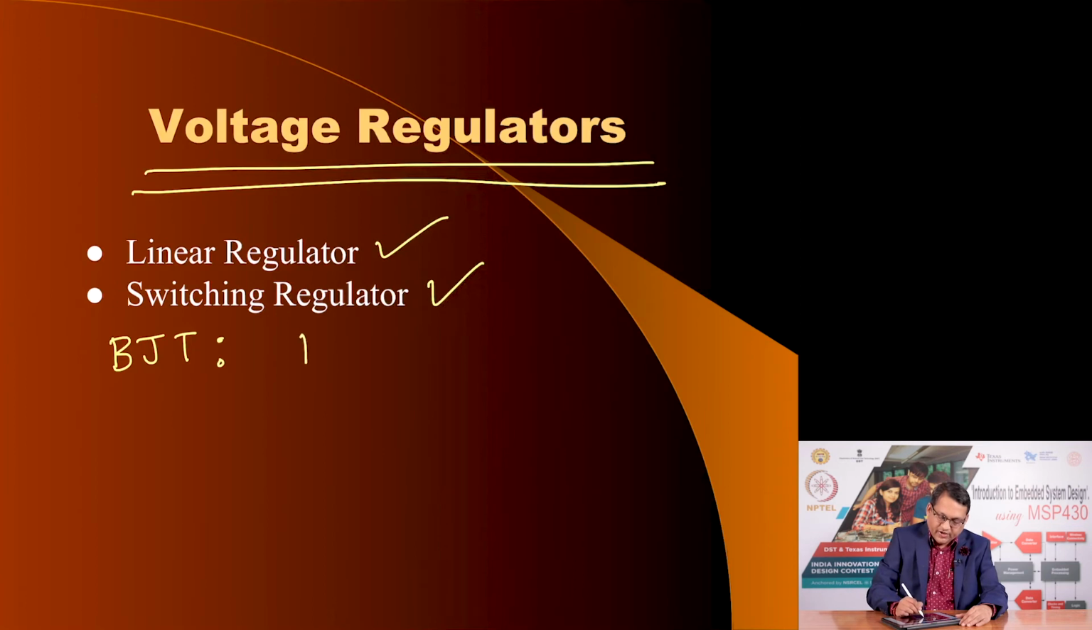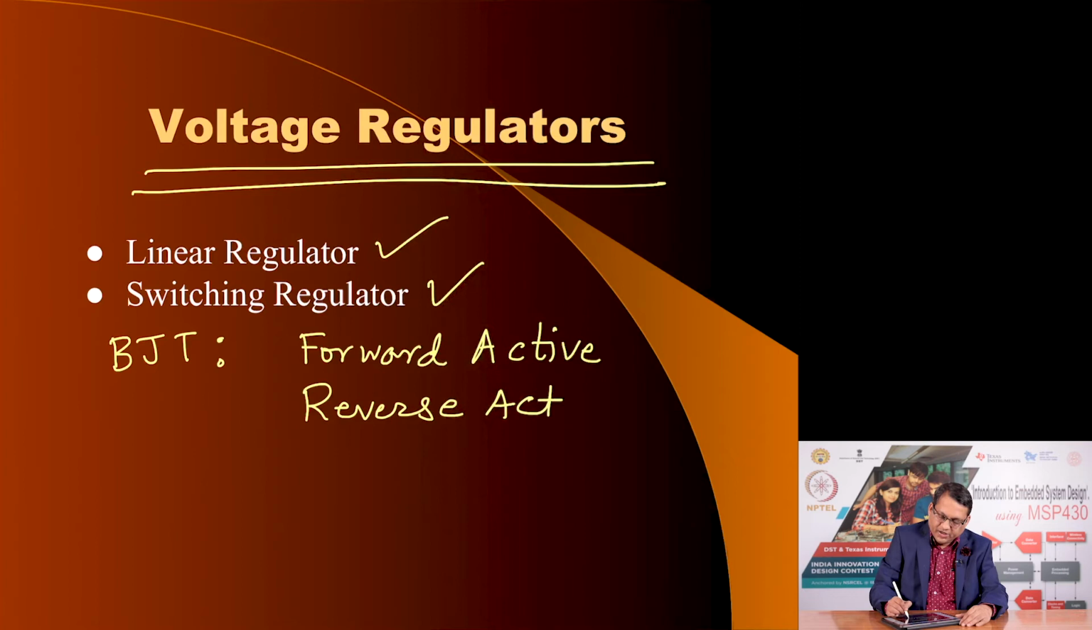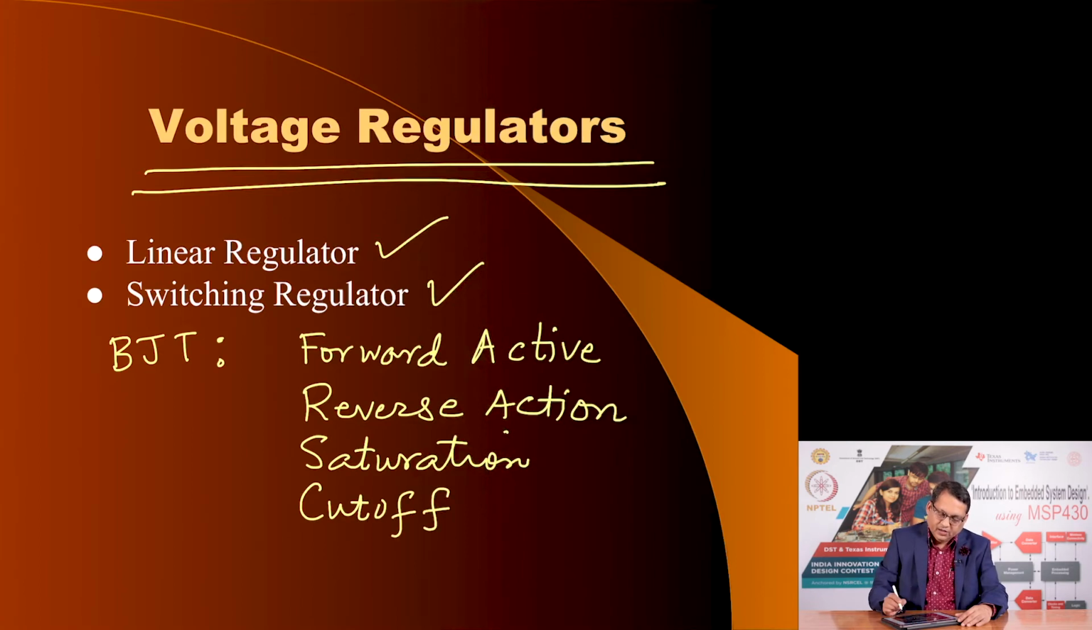One is forward active, the other is reverse active mode of operation for a BJT, the third is saturation, and the fourth mode of operation is cutoff. Usually the transistor is operated either in the forward active mode, or in the saturation mode, or in the cutoff mode. Reverse active mode is often not used.